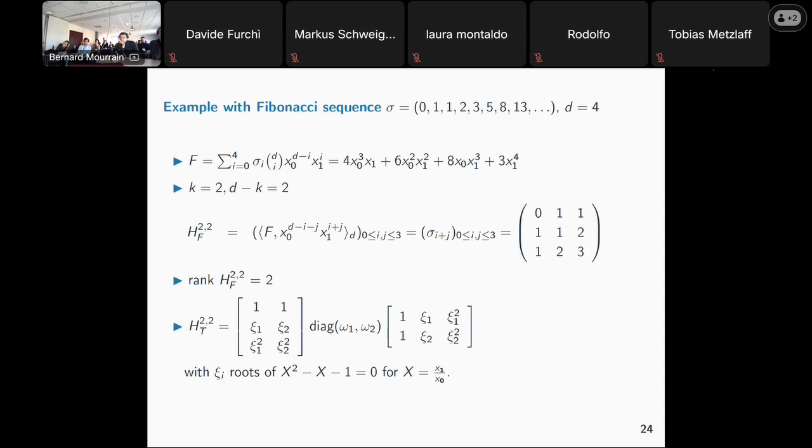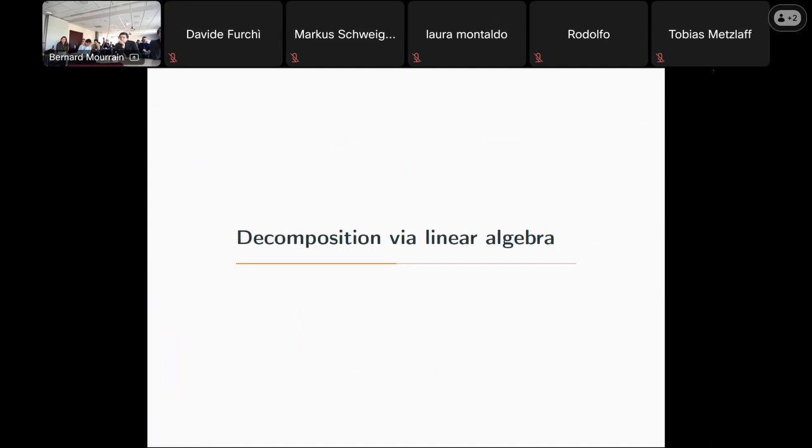The ξi again are the roots of the polynomial x squared minus x minus 1, so the golden numbers, which correspond to the elements in the kernel of this Hankel operator. The Hankel operator now goes from polynomials to the dual, so its kernel is a polynomial, in the space of polynomials. So we will use these ideas to, yes.